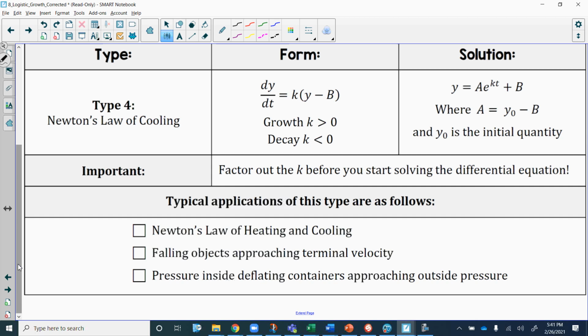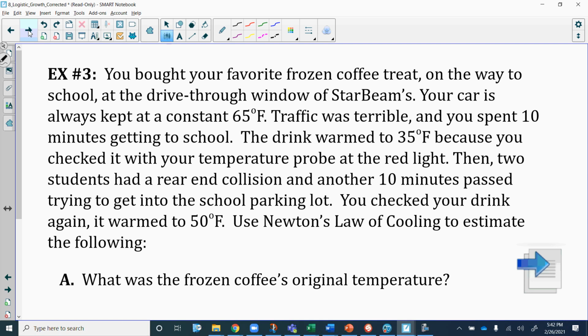Okay. So in this case, we're going to be looking specifically at Newton's law of cooling, but there is a law of heating as well. So let's go ahead and work with what we have here. This one is going to rely on a lot of algebra skills that you had, kind of like what those last couple of problems on the logistic growth examples did.